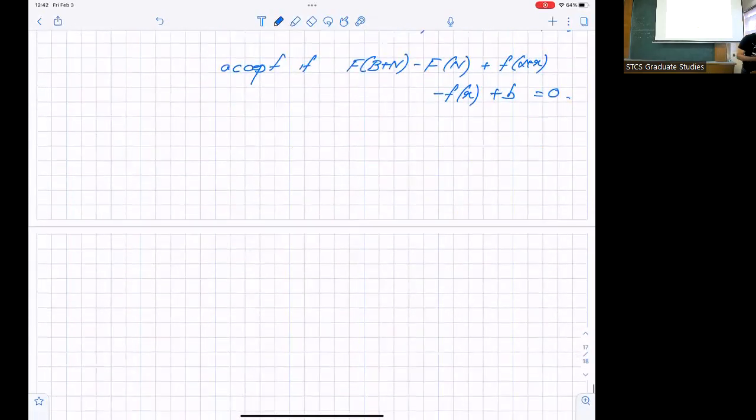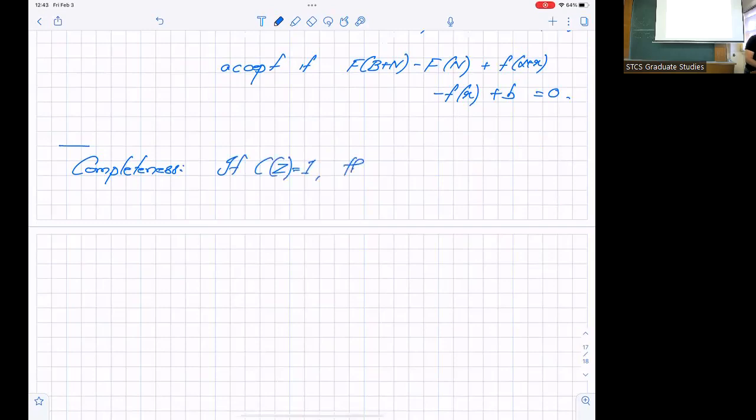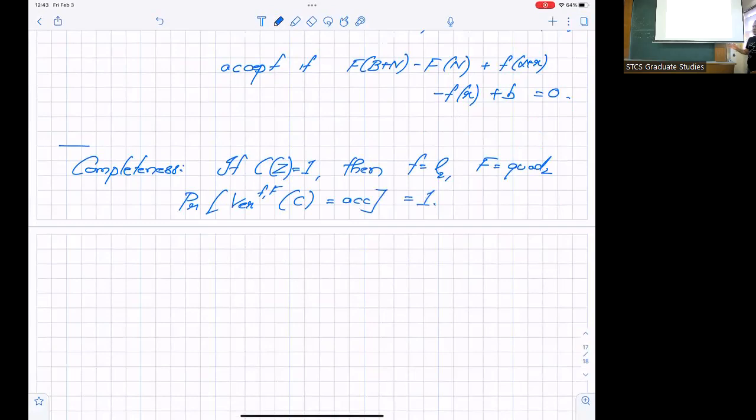So the analysis should be almost trivial given what we have. Certainly, this should be true. Completeness: if C of z equals 1, then f equals L of z and F equals quad z will satisfy that. The probability that the verifier on f, F accepts is equal to 1. This should be clear from the previous lecture. Soundness will be more interesting.